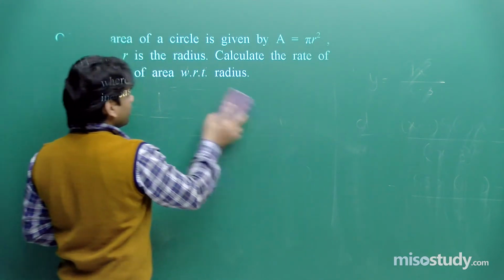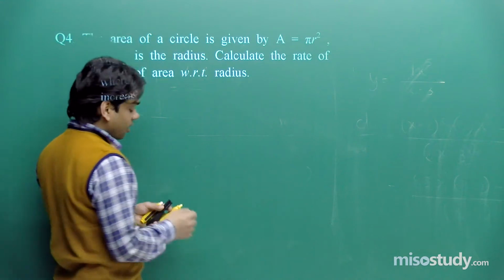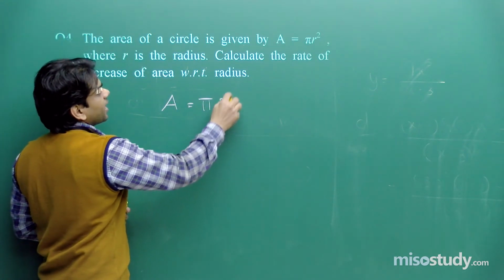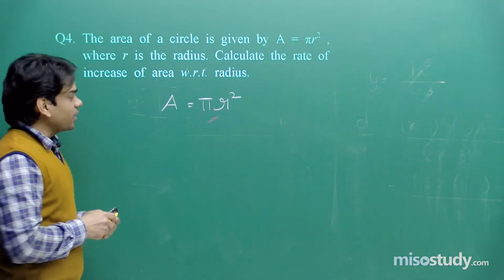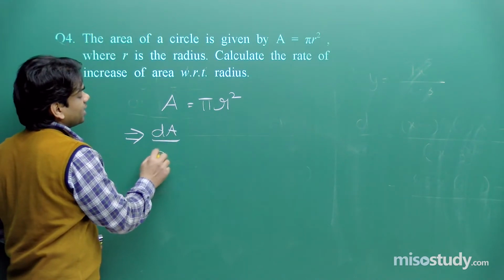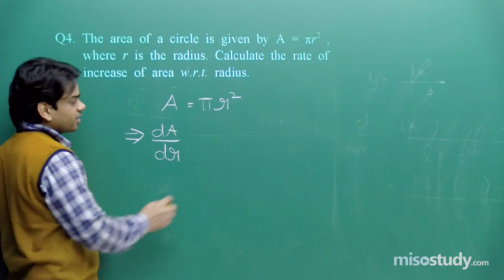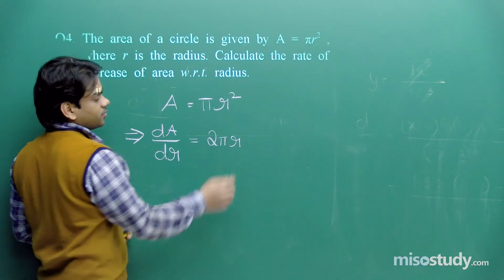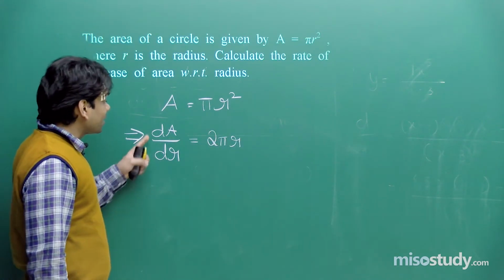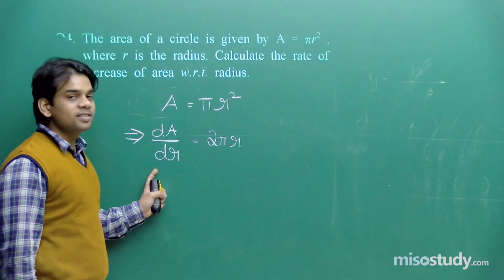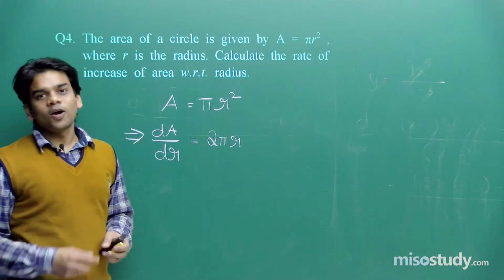Now here, instead of y, we have area A. So A is equal to pi r square. This has been provided. If I differentiate A with respect to the radius r, I am going to get 2 pi r. Quite simple. That is, rate of increase of area with respect to radius is linearly dependent on r.